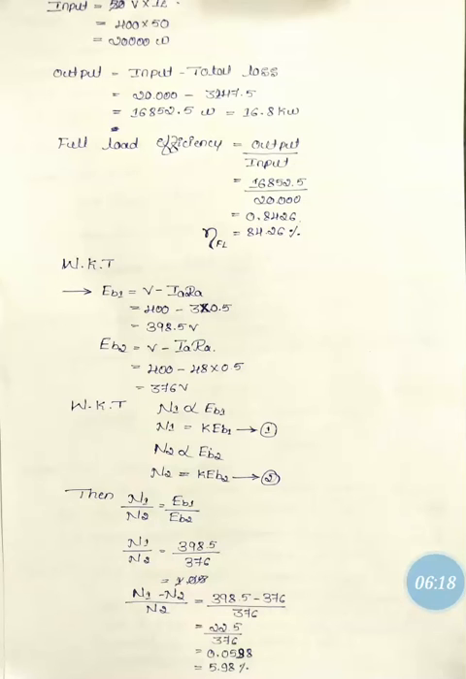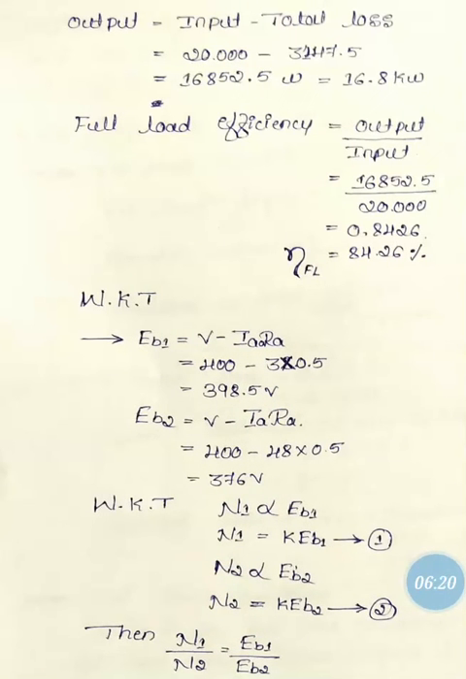Now the input power is calculated as the product of the supply voltage and the full load current, that is 50 ampere. So we get the input power as 20,000 watt. Then output power is the difference between input and the total losses, because we know the input is the sum of output and the total loss. Separating the output, we get input minus total losses. We calculated the input as above, and the total losses also. Taking the difference, we get the output as 16.8 kilowatt.